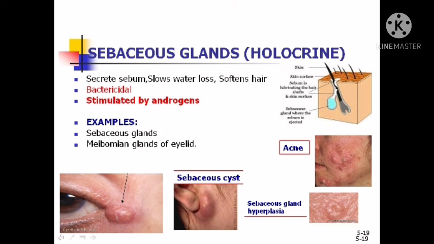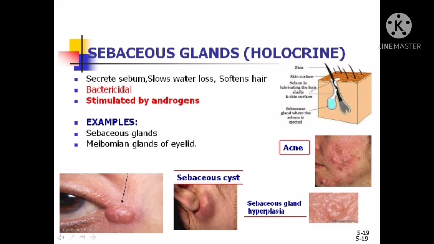and their examples are sebaceous glands on the surface of the face. You can see in the adolescence period of a male and female, the enlarged sebaceous glands which cause disfigurement of the beautiful face.